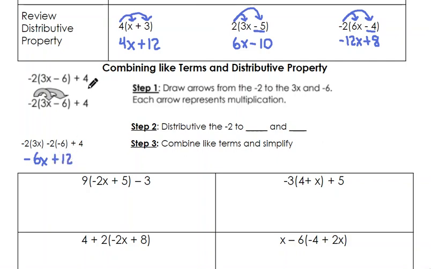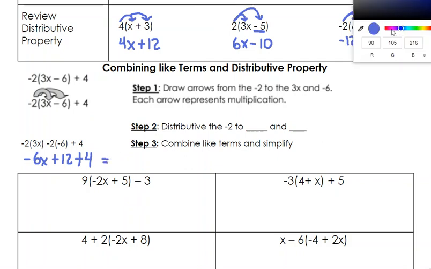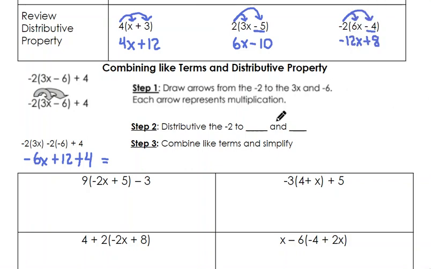Okay, but on this example, I have this +4 after it, right? So that means now I can combine my like terms. So what do I have in common here? What can I combine? Well, I see I have a 6x, and there's no other x's, so I can't combine that with anything. So I'm just going to bring that over here. But I can combine this 12 and this +4. 12 plus 4 will give me 16. A positive, so plus 16.